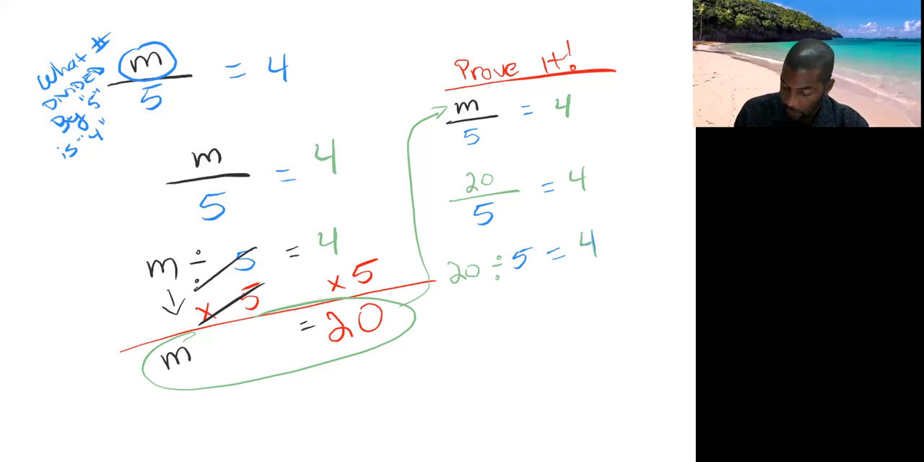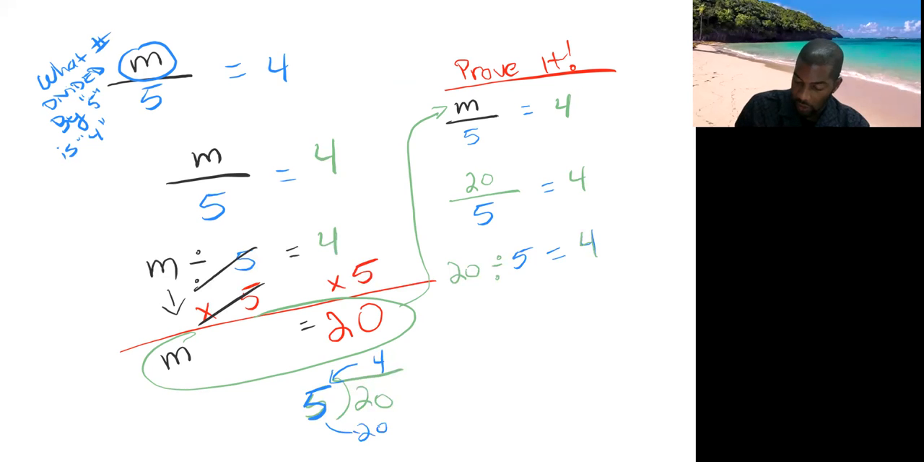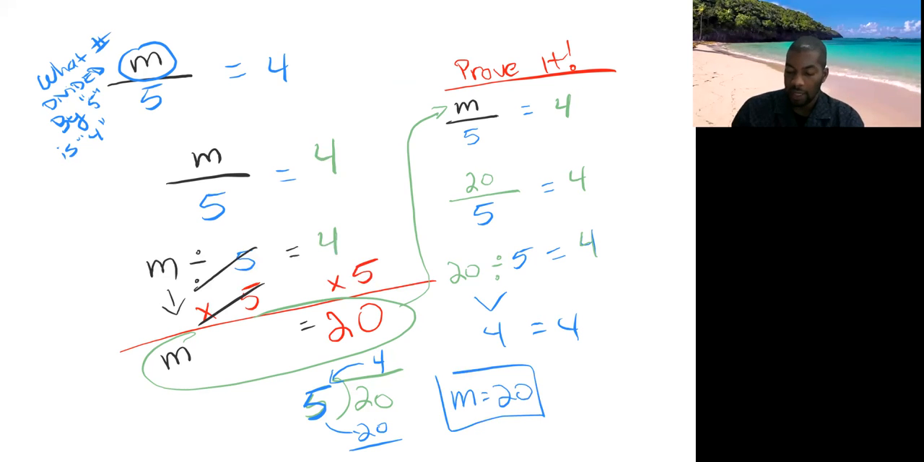If I had 20 students and I need to put them into 5 rooms, how many students would be in each room? 5 goes into 2 no times. 5 goes into 20. 5 times 4 is 20. 4 times 5. There you go. The answer is m is equal to 20. The answer is not 4, ladies and gentlemen. That's just when we have to prove that m is equal to 20. All right, let's try one more like this, just to be safe.